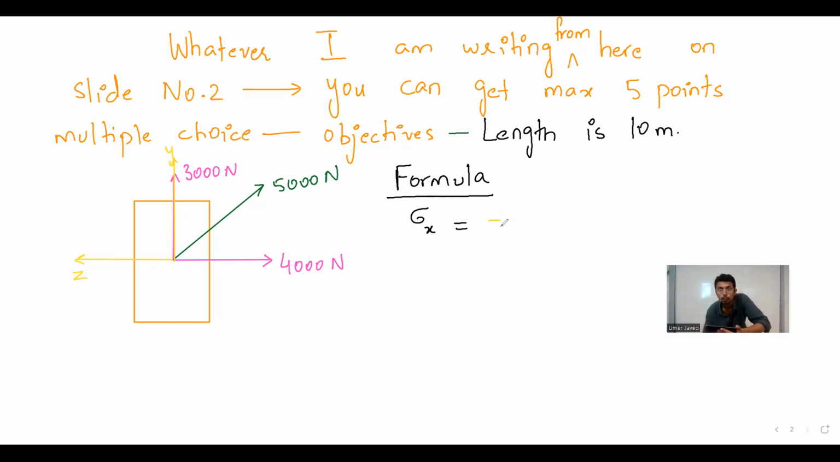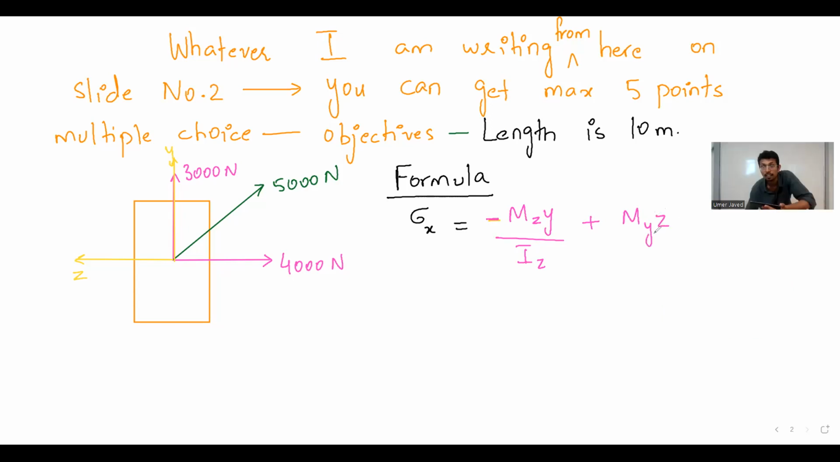So that's why most of the students will tell me, oh, come on, why don't you write it like this? Minus Mz y over Iz plus My z over Iy. This is actually the first time we are doing a complicated problem like this. Never ever have you seen a problem like this.